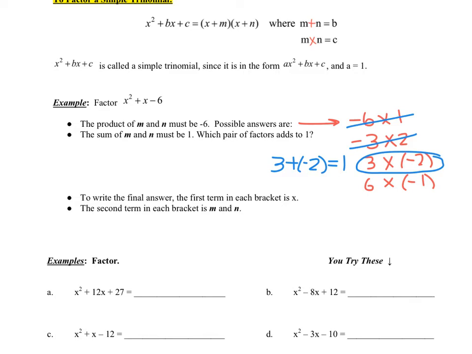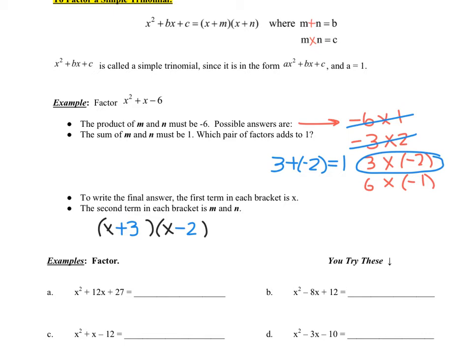So now, once I have my two magic numbers, I'm just going to put them in brackets. So here's how you're going to set it up. You're going to open up two brackets. Each one's going to start with an x, and then you just put those magic numbers in. If it's positive, you use addition. If it's negative, you use subtraction. So if my numbers were positive 3 and negative 2, I'm going to have x plus 3 and x minus 2. And that would be my factored expression.